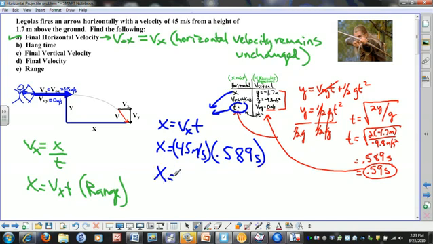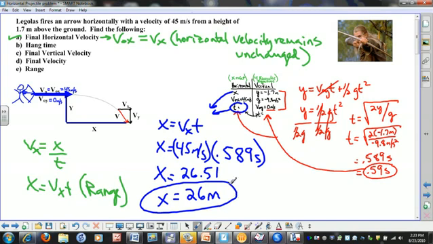Okay, so we plug that in, and we get 26.5. So we could round that. That's pretty close. Technically, I think we'd probably round that down. If it was 26.55, we'd round it up. When it's borderline like that, I'm not going to be too picky about it. I'll let you go in either direction. But that's where I'm going to settle right there, 26 meters.